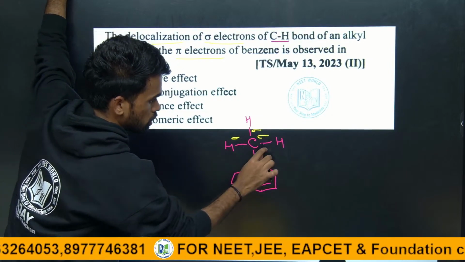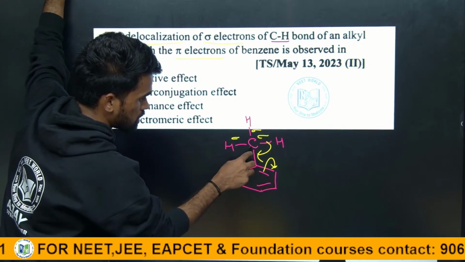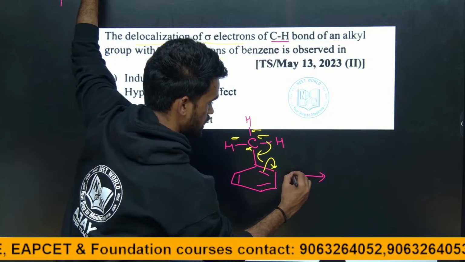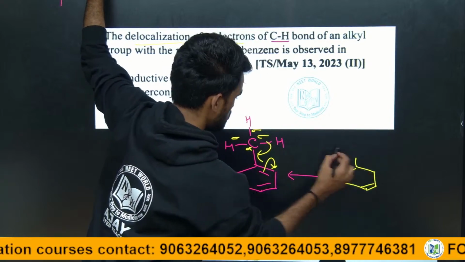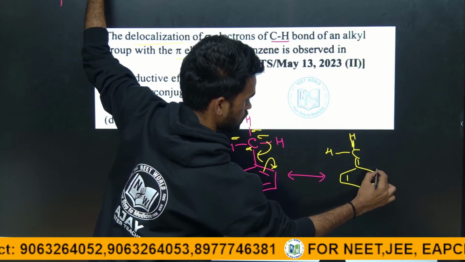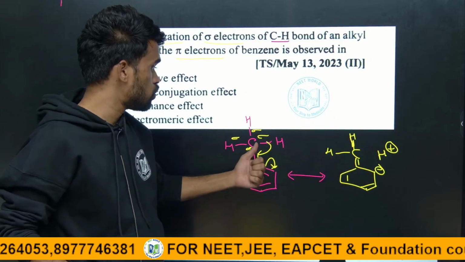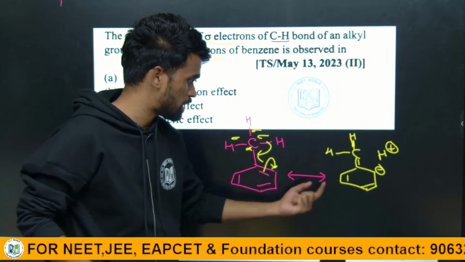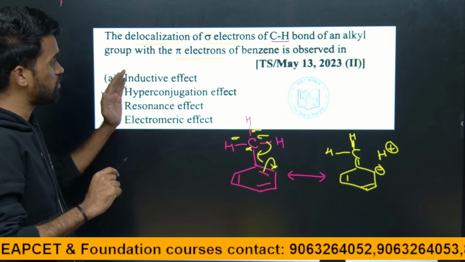Now we know the conjugation like this: for this double bond we can say this is the alpha carbon and the hydrogens are alpha hydrogens. Therefore, we will get a resonating structure like this. See, it is donating now. We can write like this. So this effect is what? This is hyperconjugation or no bond resonance, or the Baker-Nathan effect. So these are the names for this particular effect, and here it is the hyperconjugation effect. So option B will be most correct for this.